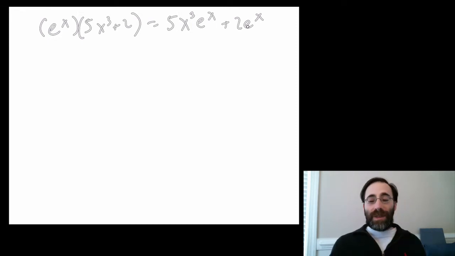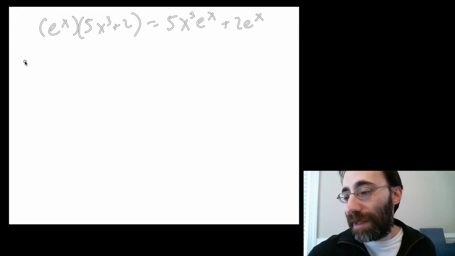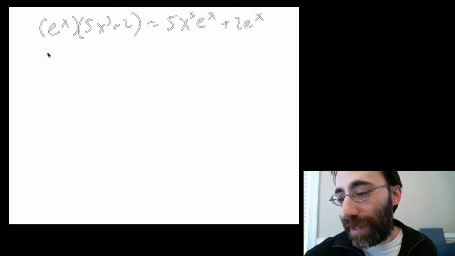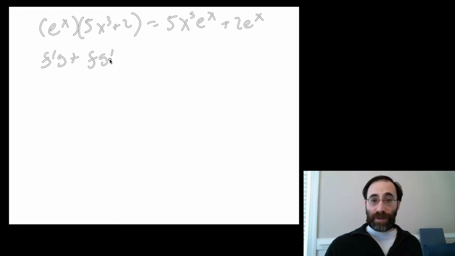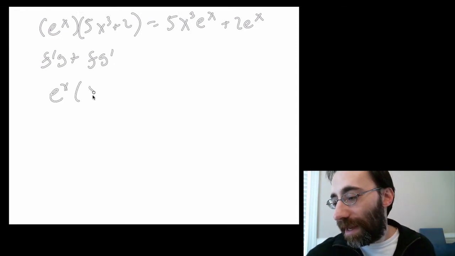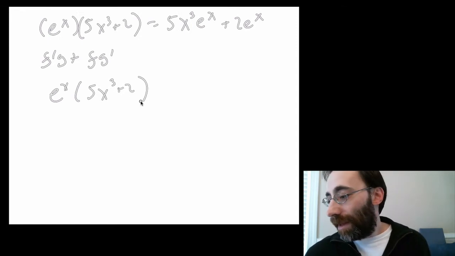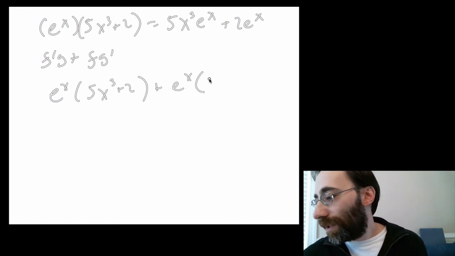In this case, you can't do that. It's not a sum. It's not a composition. It's going to be the product rule. So the product rule, right? Remember, it was the derivative of this is f prime g plus fg prime. The first one's f, the second one's g. So you get this back again, and when you work with exponentials, you often get things back again. Plus e to the x times the derivative of this thing, which is going to be 15x squared.